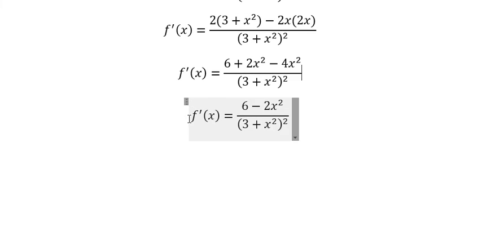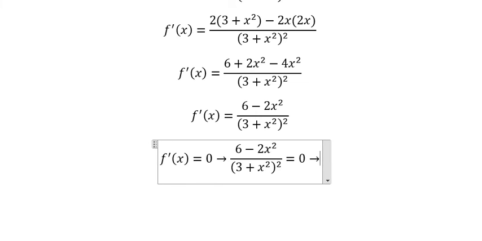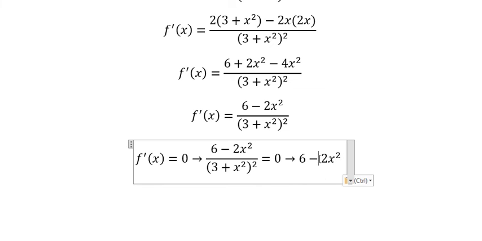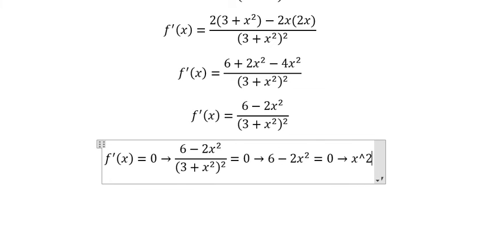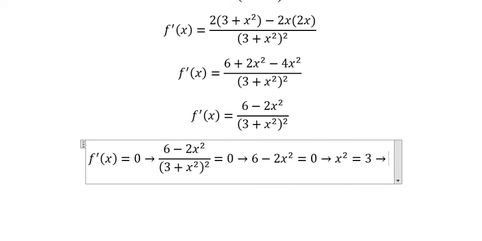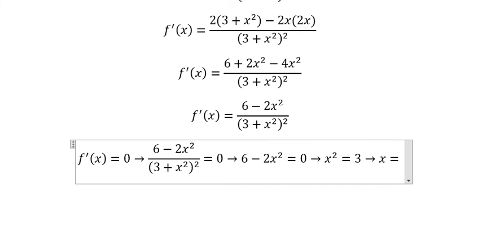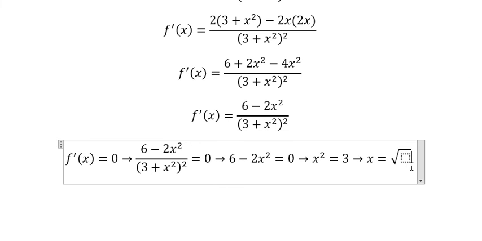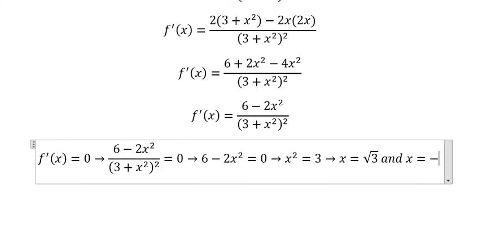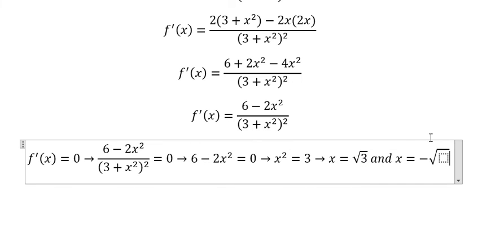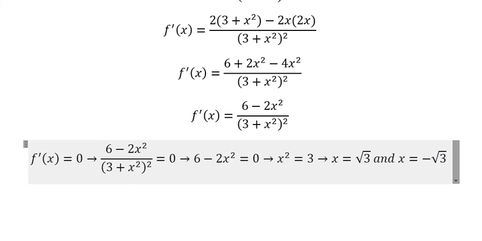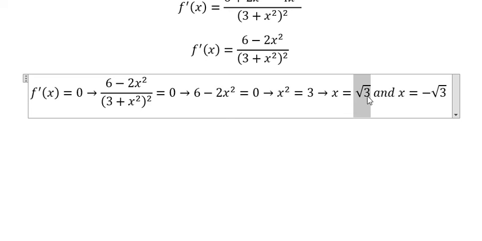Next, we need to put this one equals 0. That means this one equals 0. And now this one equals 0 in here. So we have x squared equals 3. So we have x equals the square root of 3, and x equals negative the square root of 3. So we put the square root of 3 and negative the square root of 3.